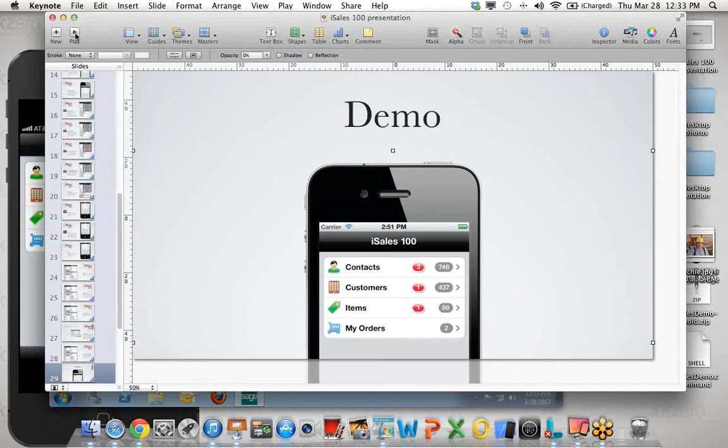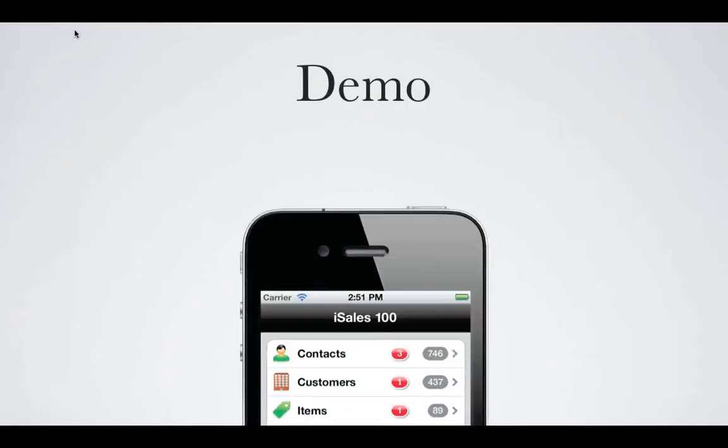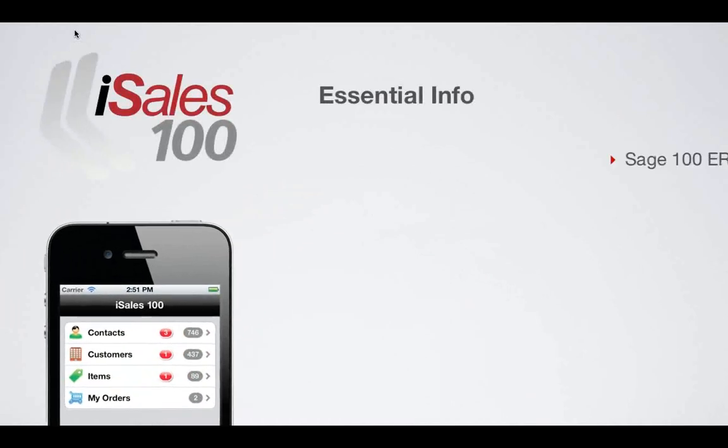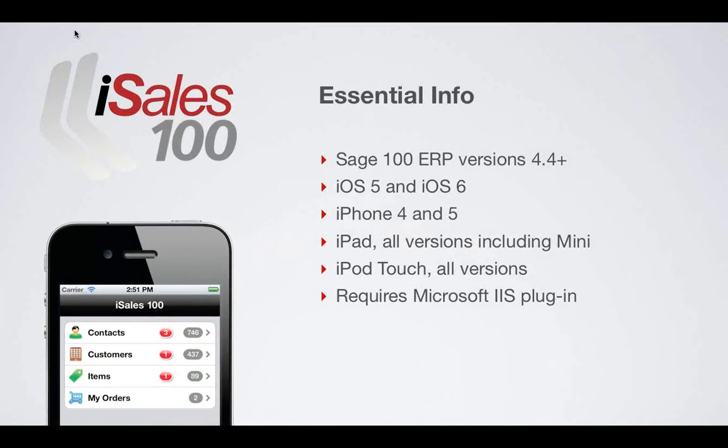Right now, from a demo standpoint, what I wanted to jump back to is just a few other bits of essential information that you should know about iSales 100. iSales 100 requires version 4.4, 4.5, or 2013. We support iOS 5 and iOS 6, and those of you who have iPhones or iPads, that might mean something to you. Supporting iPhone 4 and 5, all versions of the iPad, including the iPad Mini, all versions of the iPod Touch. The single only requirement that we have from your Sage system is that your server have something called the IIS plugin from Microsoft. Most modern servers already have that plugin, and we just need to configure a secure port to allow data to be transmitted between iSales 100 and your Sage 100 server. But if you don't have that on your server, it's a free download from Microsoft.